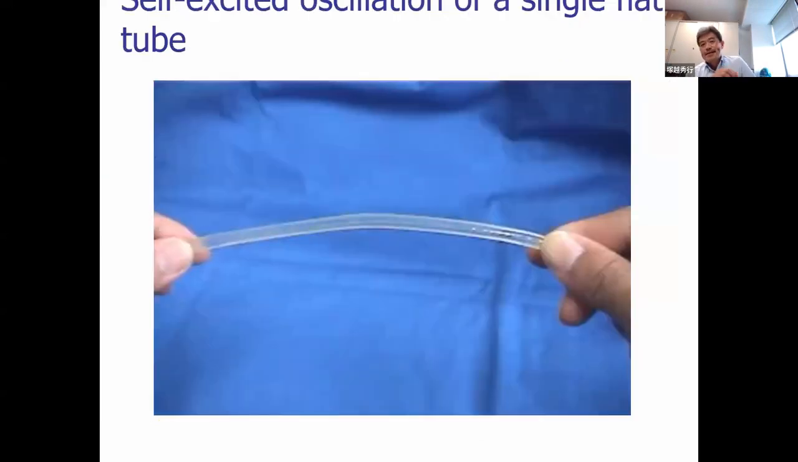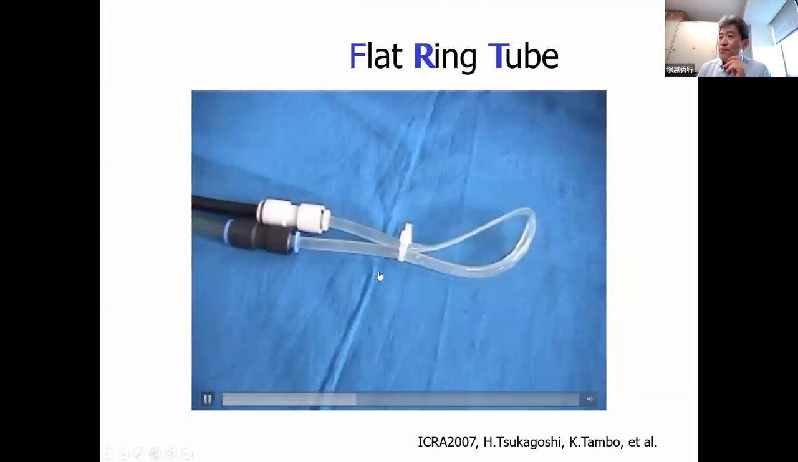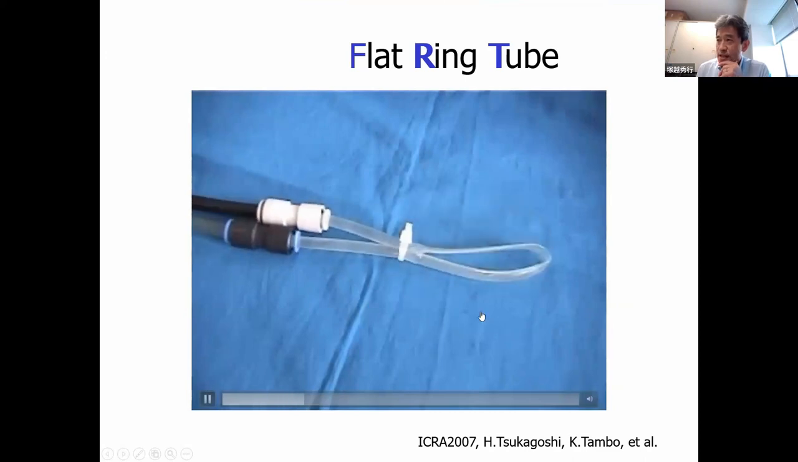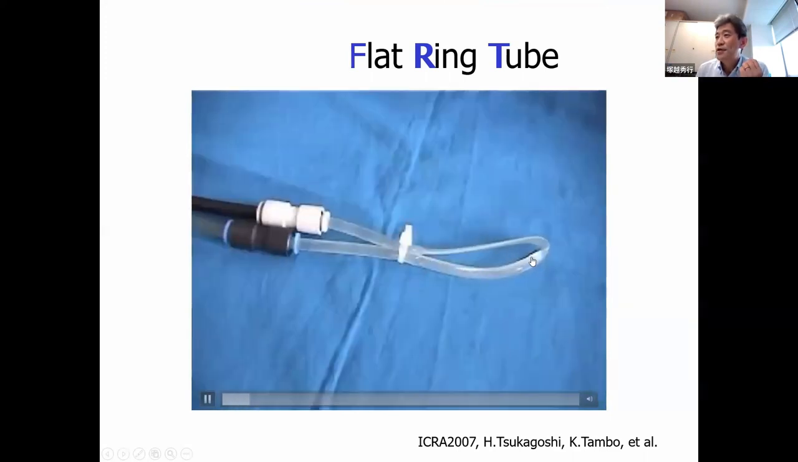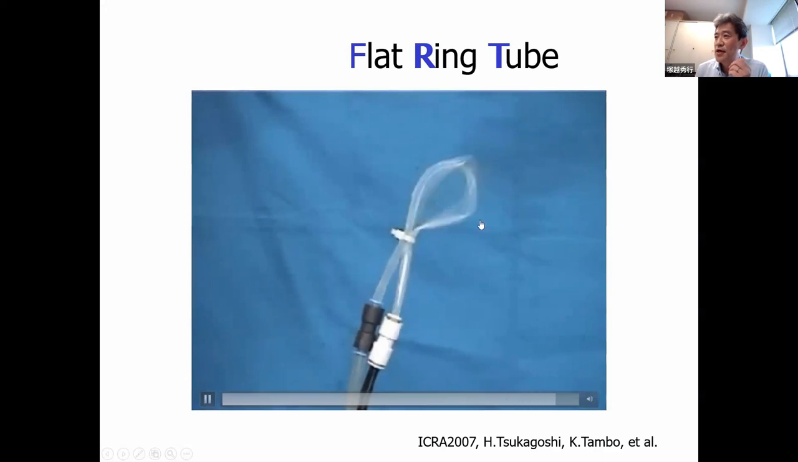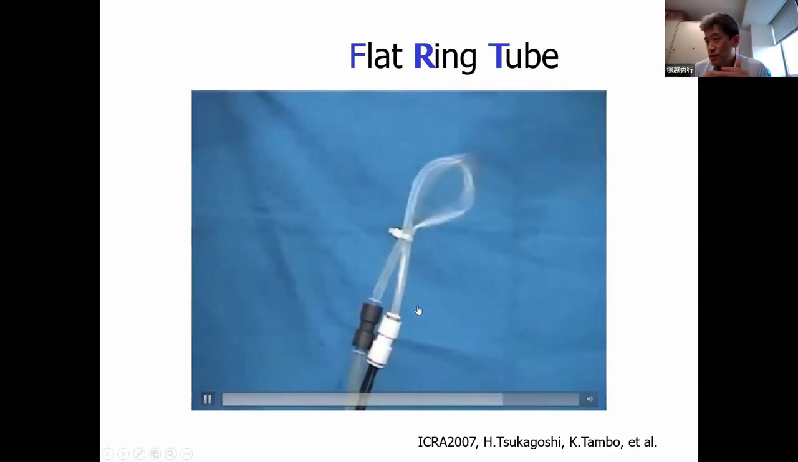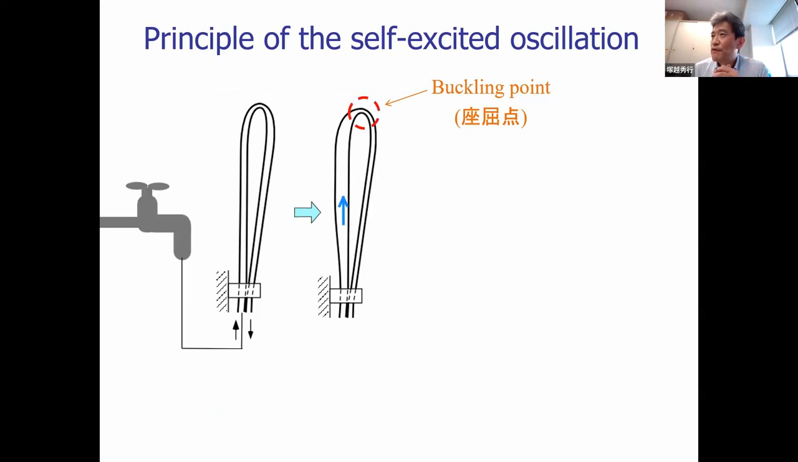And you can also observe a very interesting phenomenon. This is the flat tube, which is bent in a round shape. In this case, water is pressurized. And as I explained, the flat tube has a role in moving the cutting-off area. So by keeping the motion repeatedly, a periodic shaking motion can arise. This is a basic phenomenon of this flattening tube.